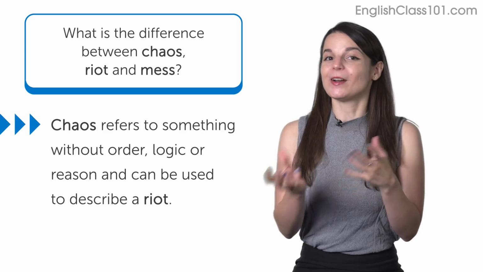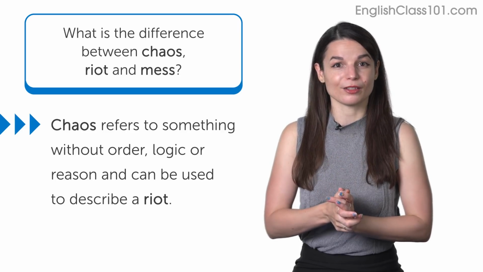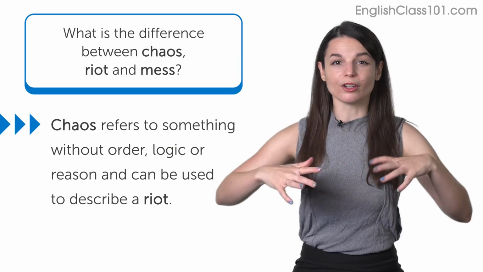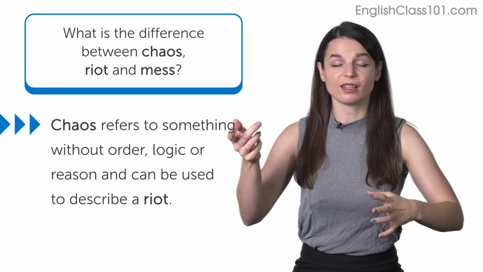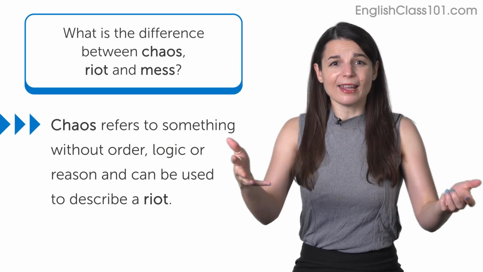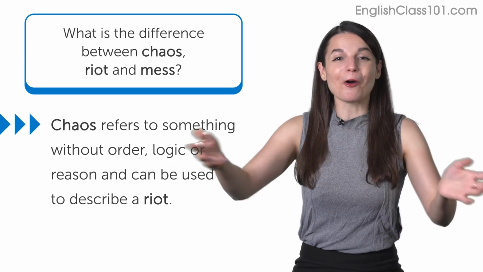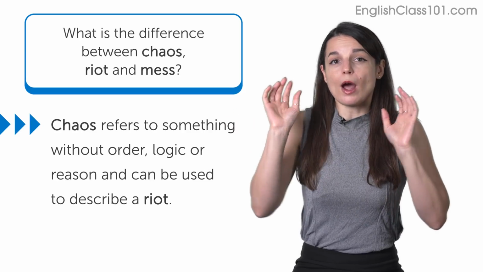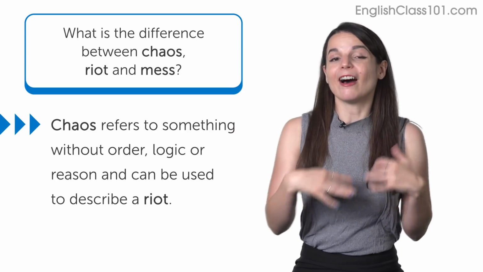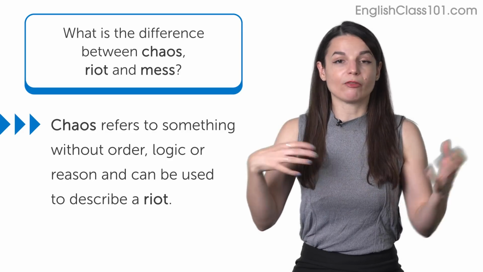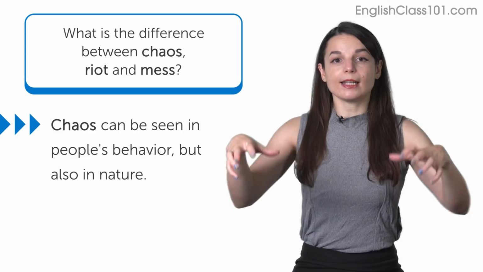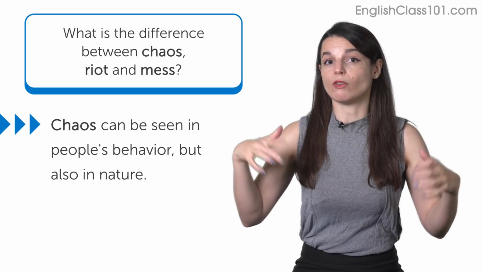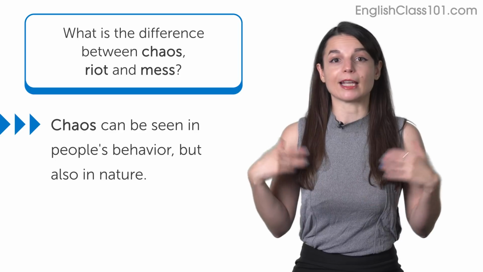This can relate to chaos, one of the other words in this group of three. So chaos refers to something that is happening without order. There's no logic, there's no reason to it. So for example, in many cases, a riot may seem like chaos. There's just no order, no organization, and in many cases no leadership. So a riot is oftentimes an example of chaos, something that doesn't seem to follow any kind of rules. We can see it in people's behavior, of course, but we also might see this in nature. So something that doesn't seem to follow a specific pattern might seem like chaos.